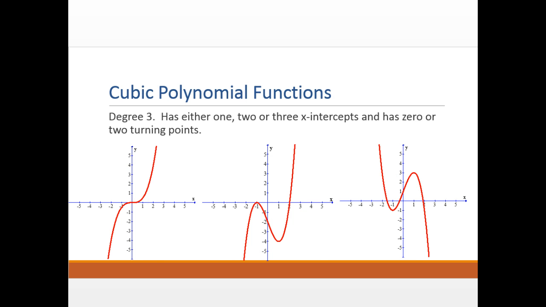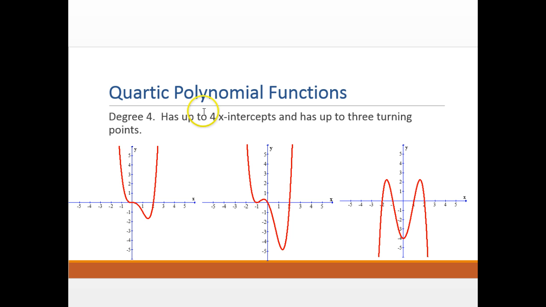We can look at cubic polynomials. These are simply degree 3 polynomials. And a degree 3 polynomial has 1, 2, or 3 x-intercepts. Here's an example of 1. Here's an example of 2 where it bounces, then comes back down and goes through. And here's an example of 3 x-intercepts. And a cubic polynomial has either 0 or 2 turning points.